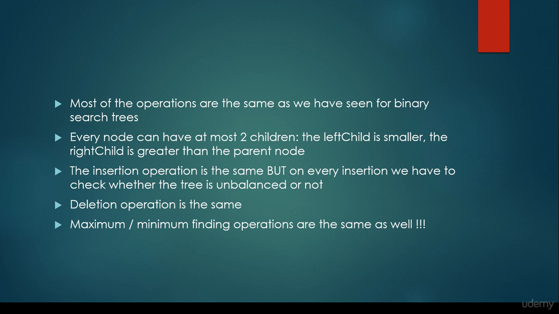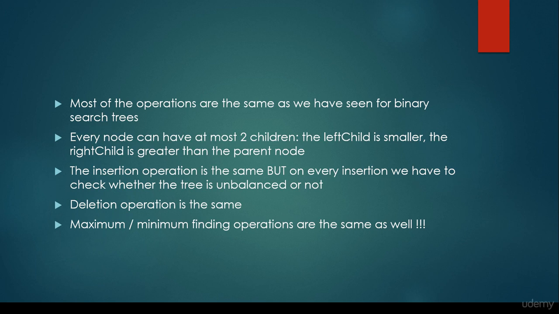It's very important that most of the operations are the same as we have seen for binary search trees. Every node can have at most two children. The left child is smaller and the right child is greater than the parent node. So basically, this is the typical binary search tree feature. The insertion operation is the same, but on every insertion we have to check whether the tree is unbalanced or not. What do we have to do? We just have to decide whether the left and the right subtree's heights differ by more than one or not. And according to this information we have to make the rotations.